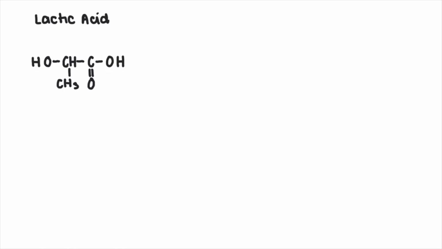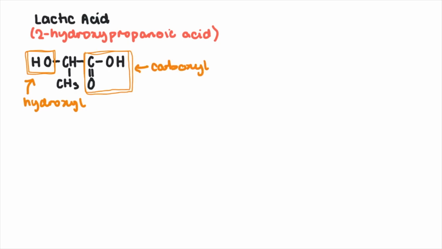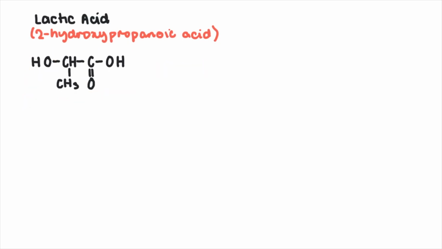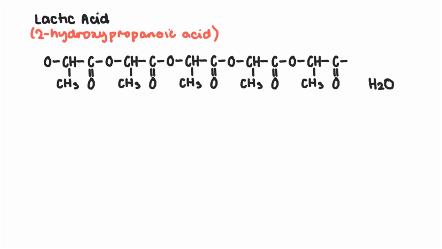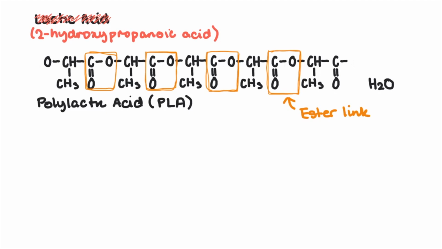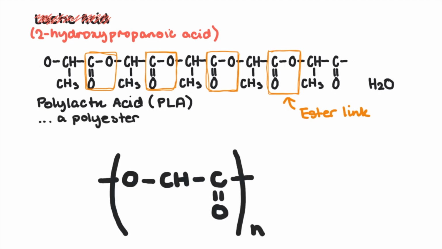If you take a monomer like lactic acid, with the IUPAC name 2-hydroxypropanoic acid, this has a hydroxyl functional group on one end and a carboxyl functional group on the other end. You polymerize them by getting rid of these bits to form this and joining them here like so, continuously, and you get polylactic acid, PLA. Because this polymer is joined by an ester link, it's known as a polyester. This is the abbreviated form of the repeating unit.